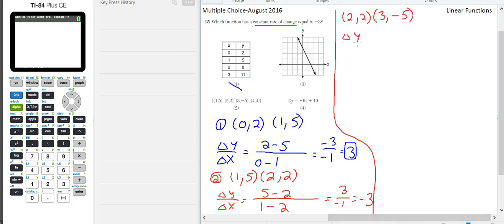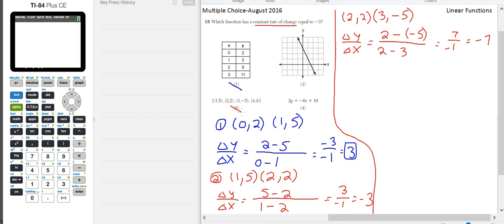And again, we're going to do delta y over delta x, the change in the y values over the change in the x values. Delta y is 2 minus -5. Delta x is 2 minus 3. 2 minus -5 is +7. 2 minus 3 is -1. So 7 divided by -1 is -7. Since the rate of change between these two coordinates, 2, 2 and 3, -5, is not -3, it's -7, choice 2 can't be the answer because we need a constant rate of change over the entire interval.